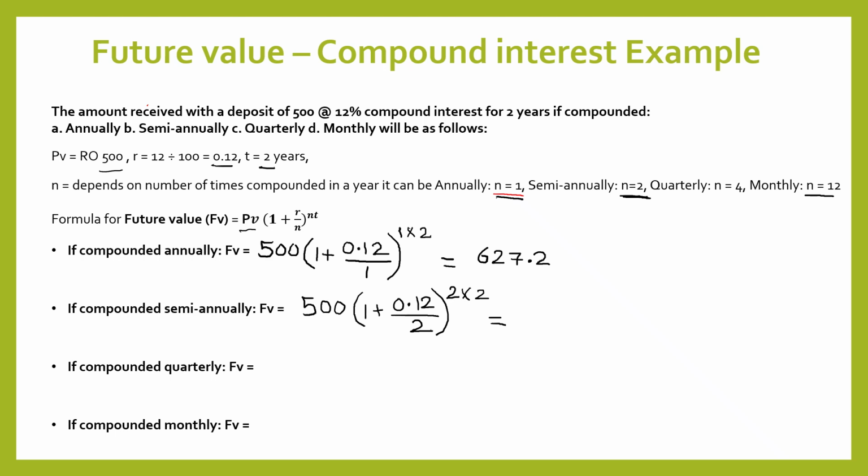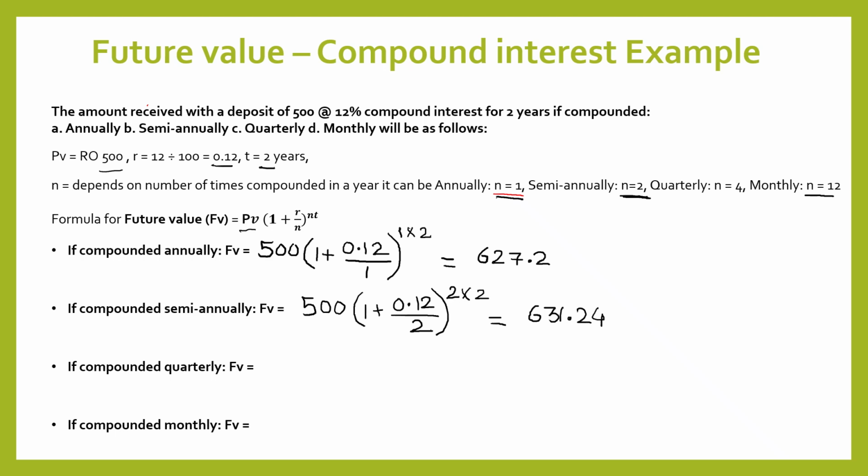So when you type it on the calculator, 500 into bracket 1 plus 0.12 divide by 2 bracket close power of 2 multiplied by 2, that is 4. So we will get the answer 631.24. So this is our answer when interest is compounded semi-annually.